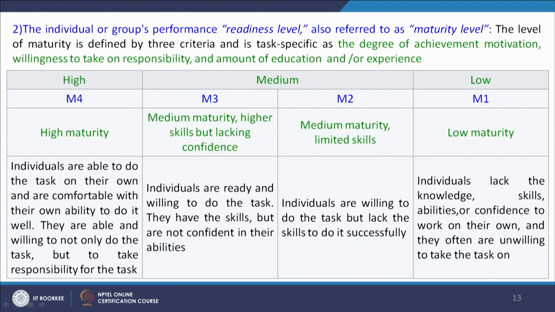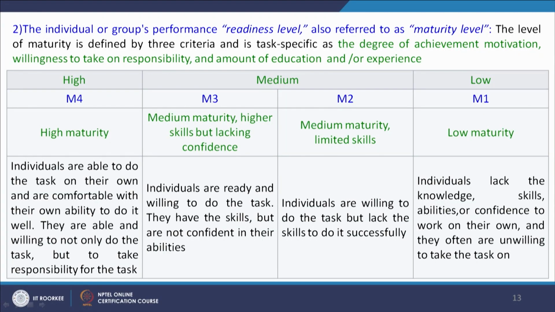They are comfortable with their own ability to do it well, and they are willing to take the responsibility of the task. That means they are more immersed in their job, that they are performing their job without any direction, and they are using all their knowledge, skills and abilities to perform effectively. The other level is M3, that is medium maturity, higher skills but lacking confidence. So, individuals are ready, they are showing willingness to perform the task, they have the skills but are not confident in their abilities. Just to build up that confidence, which leadership style will be more appropriate?